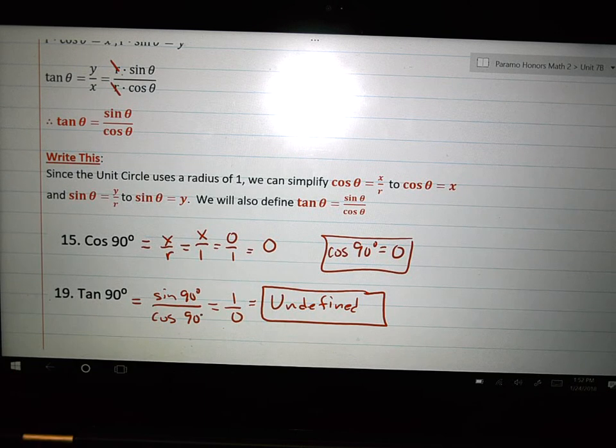There's always a possibility of dividing by 0 with tangent because there's a denominator, whereas the other ones don't have that. Sine and cosine don't. Okie dokie. So hopefully that makes sense to you.